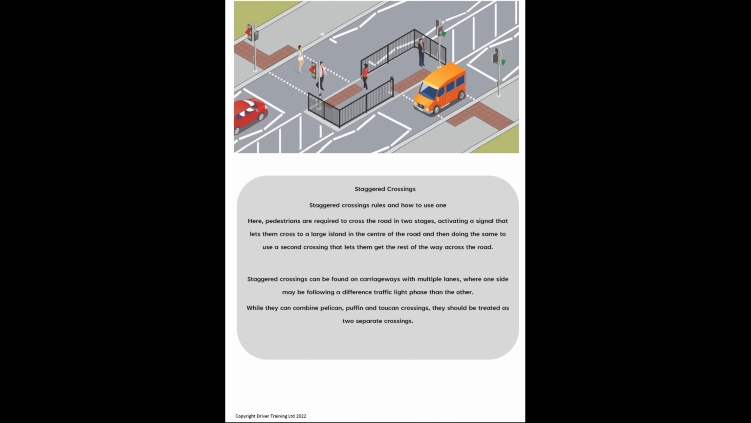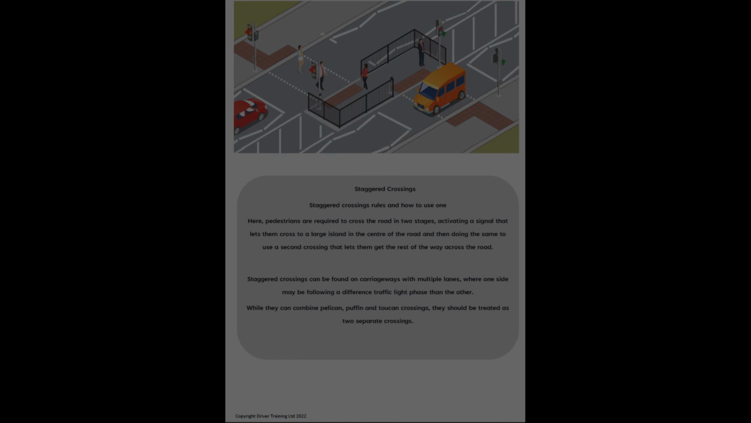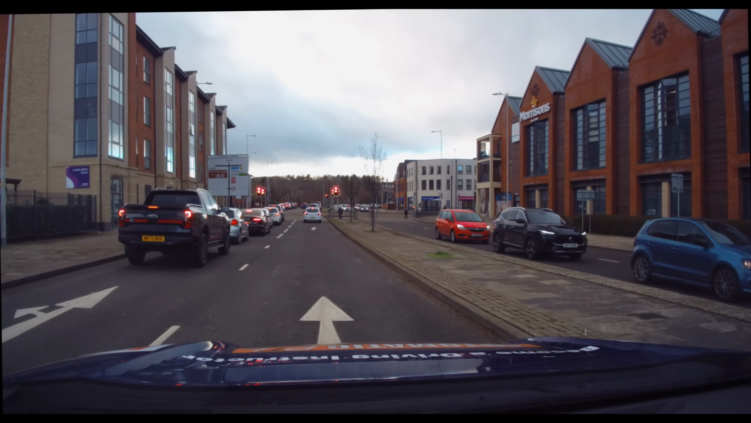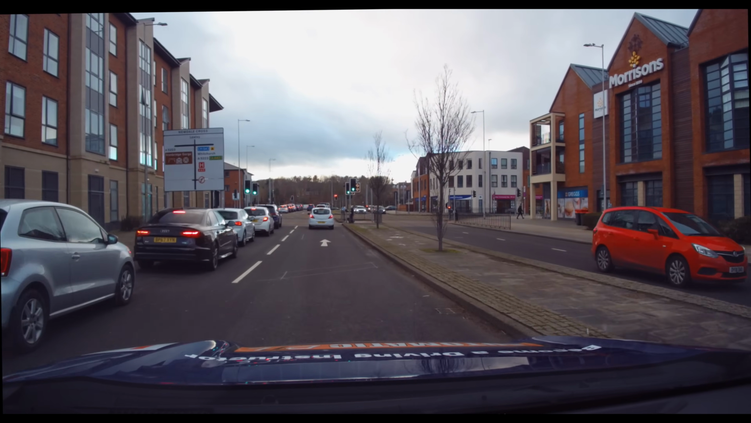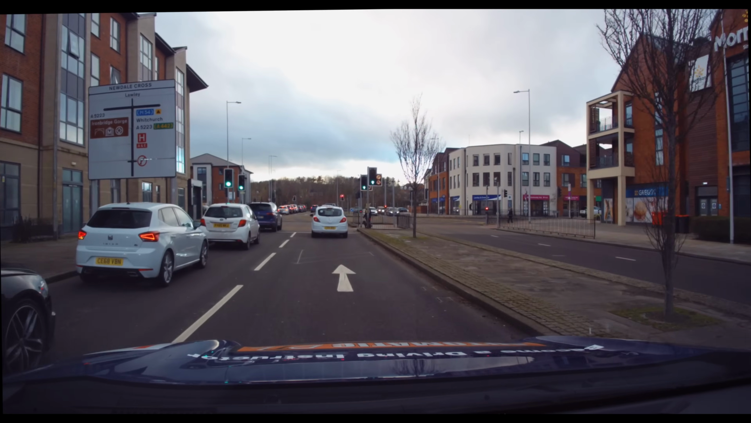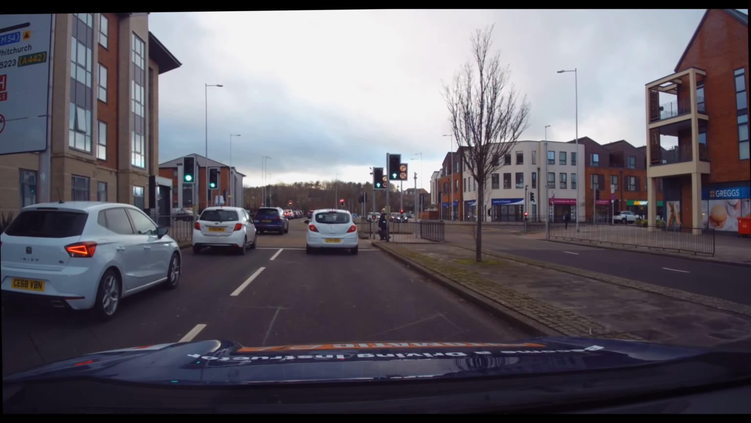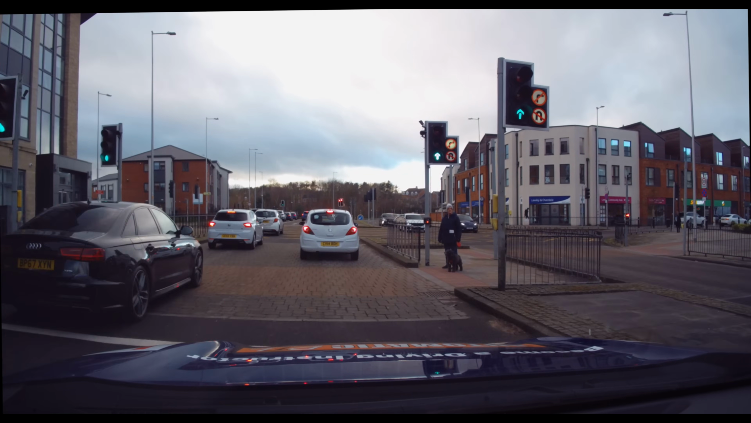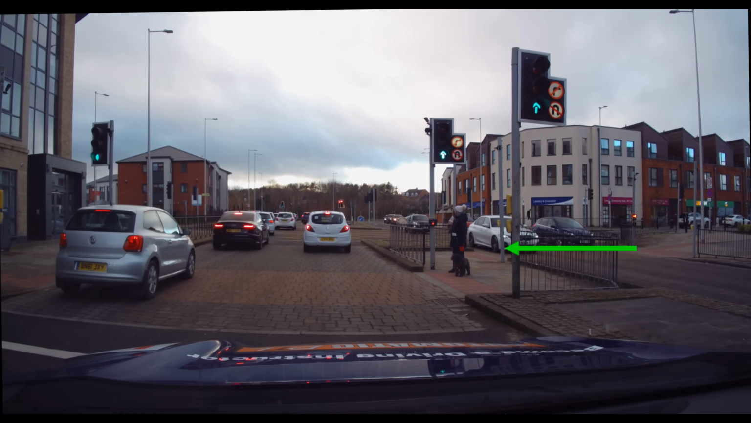Our final type then, well, these are called staggered crossings. Now, these again are on very busy roads or junctions, and you'll find they're two separate crossings, again, with the centre part in the middle to keep the pedestrians safe. So you'll see that here as we come down. The lights are changing. Now, there's a lot of traffic, as you can see. So what it allows the pedestrian to do is walk across from the right side into the middle.